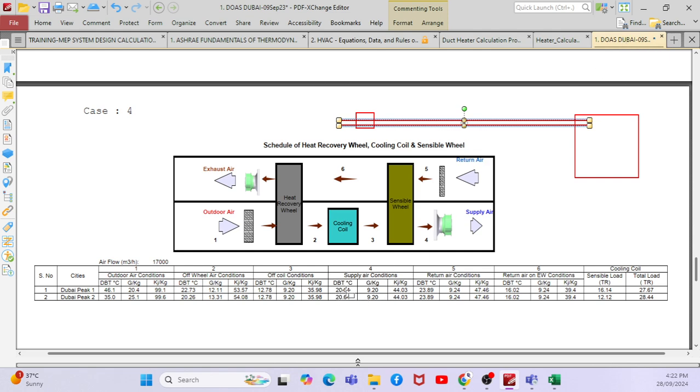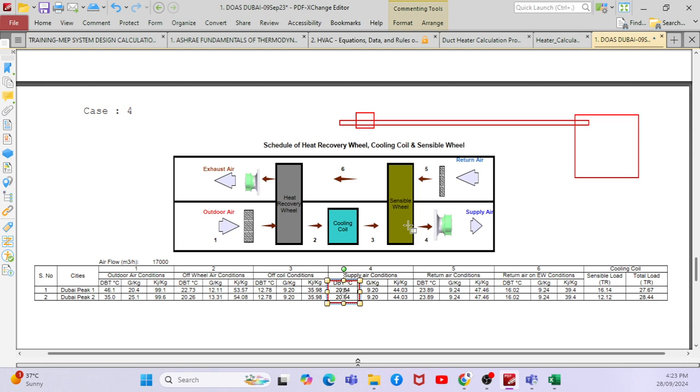Assume that I have 16 degrees after the sensible wheel. Now I want to achieve 20 degrees. So what is the delta T? I have a fresh air handling unit with a heat recovery wheel, a cooling coil, and a sensible wheel. I should achieve 20 degrees Celsius, but I can only achieve 16 degrees Celsius because of the efficiency of the unit.